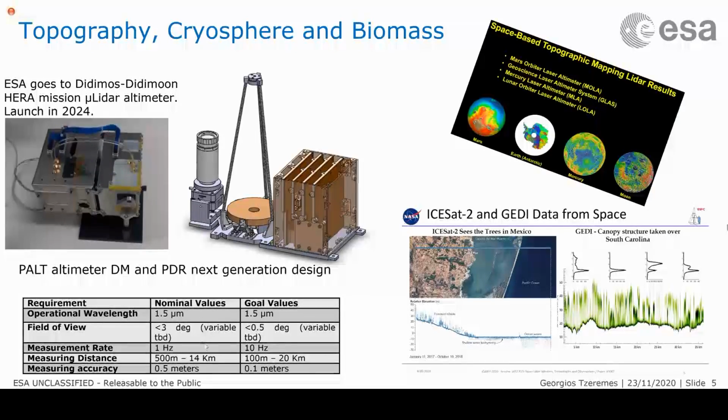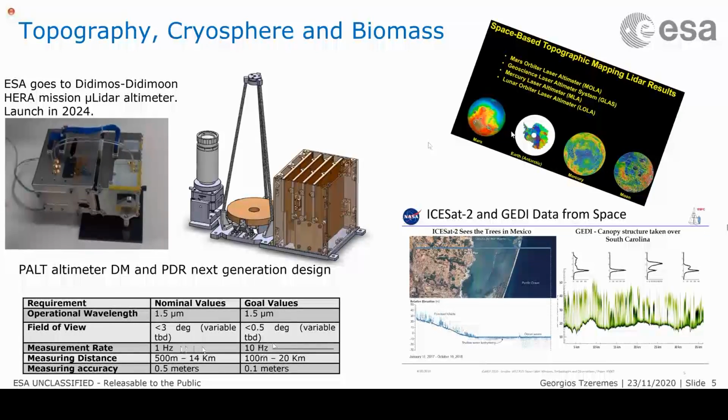We need to go, the goal requirement is to go from 100 meters up to 20 kilometers, and the accuracy needs to be 10 centimeters at the longest distance. Actually, we can do much better than that with the time of flight we have incorporated in the current design, and the repetition rate is something between 1 Hz and 10 Hz, depending on the distance from the asteroids.